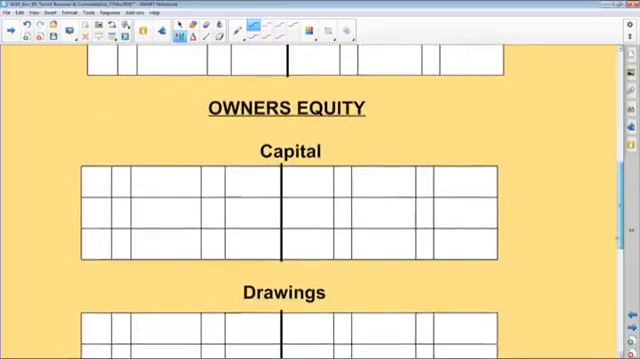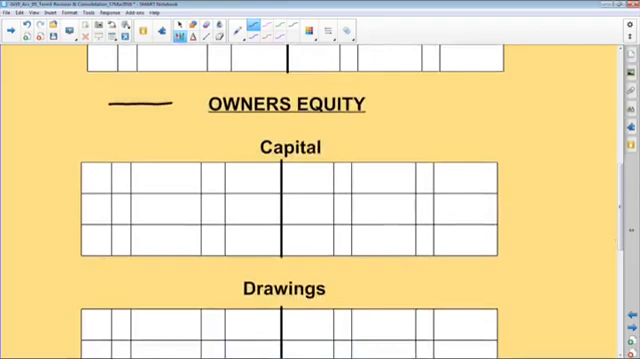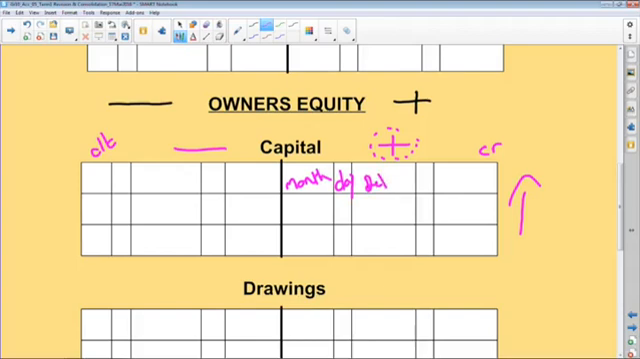Firstly, owner's equity, you need to know overall is a minus plus. That's very, very important. Remember, the owner will give money to start the business. So capital will be a minus plus, and therefore your balance will always be on the credit side, and capital will always go up on the credit side. When the owner takes money, it will be shown on the debit side. Remember again, we have the columns for month, day, details, folio, and amount. That will stay fixed for all types of accounts.